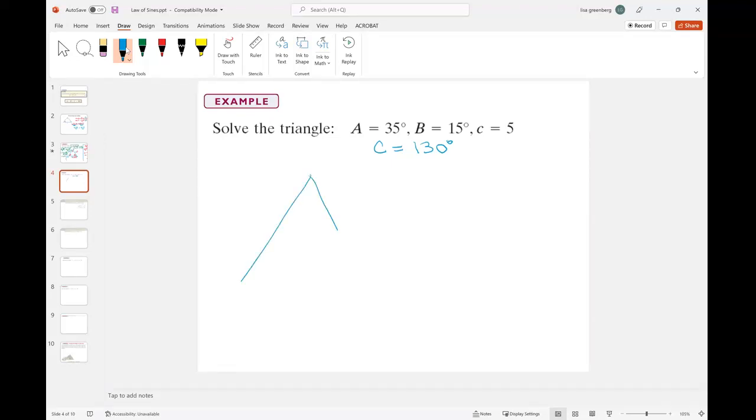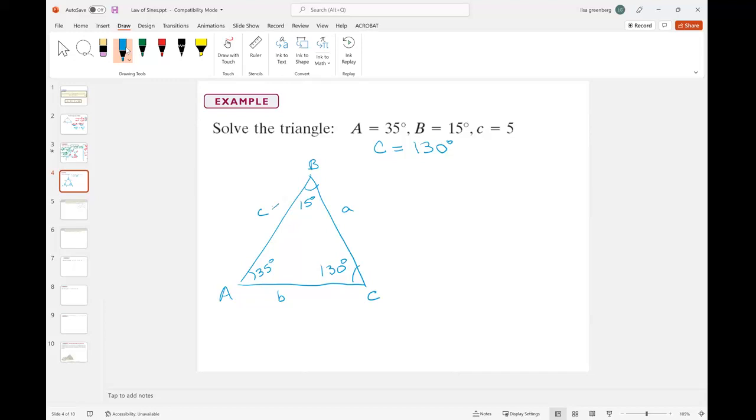So again, I do the exact same thing. I'll just do another example just for the heck of it. So I'll call this A, I'll call this B, I'll call this C. That means this is C, this is A, and this is B. So this is obviously not to scale. This is 130 degrees. This is 35 degrees. And this is 15 degrees.